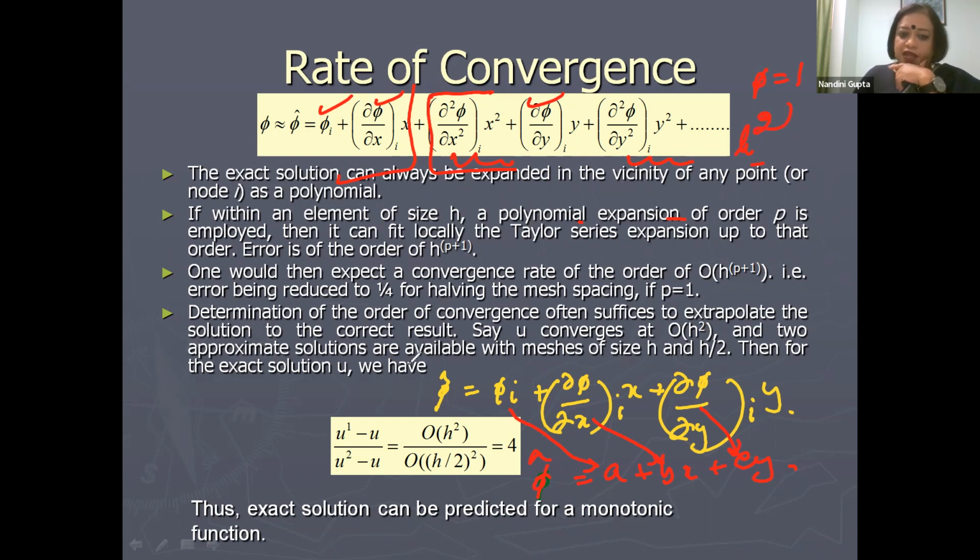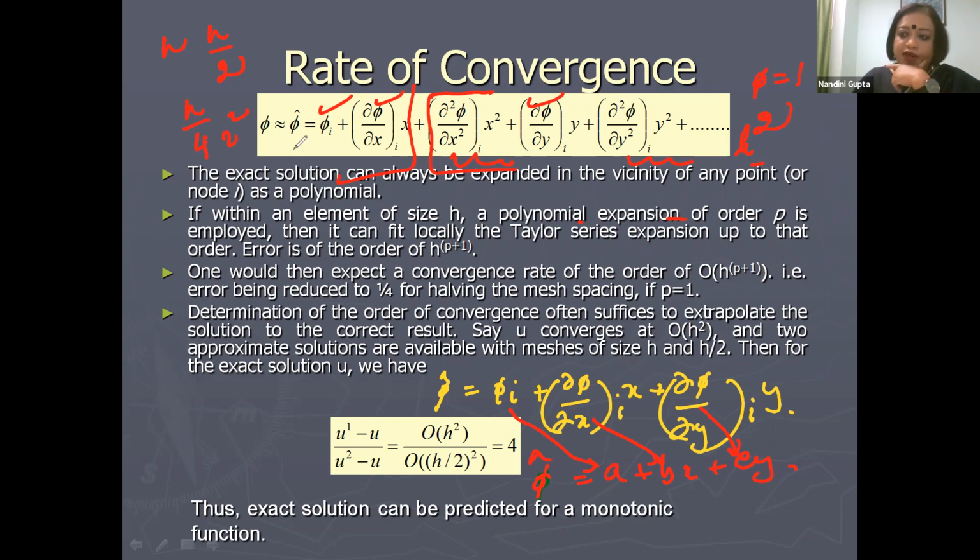What does it mean? It would mean that in that case, I would expect a convergence rate of the order of h squared. That is, if you reduce h to h by 2, your error will automatically reduce by a factor of 4, that is 2 squared. Okay.